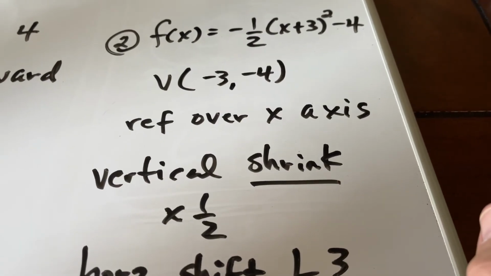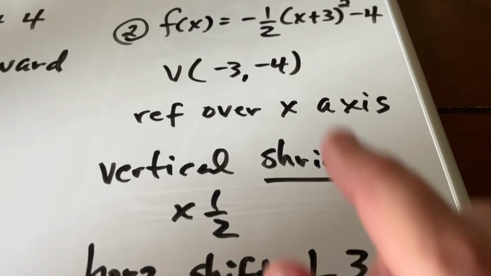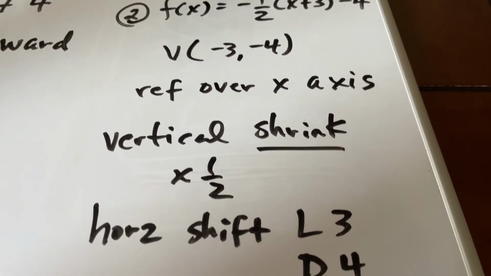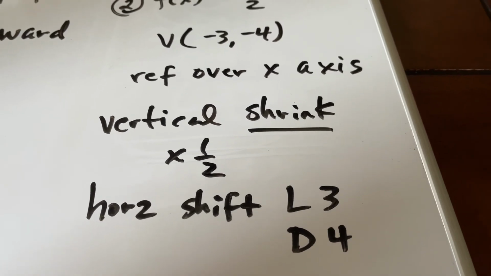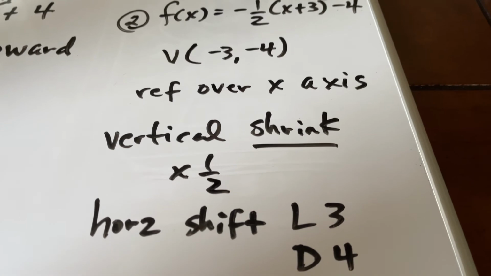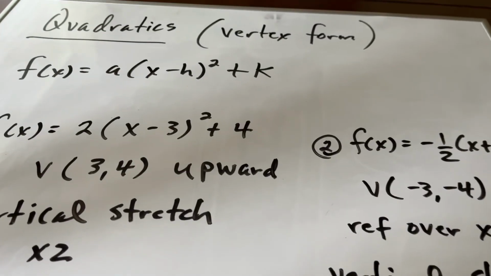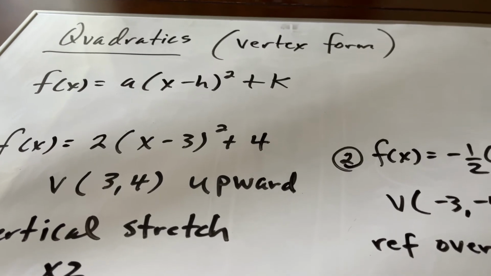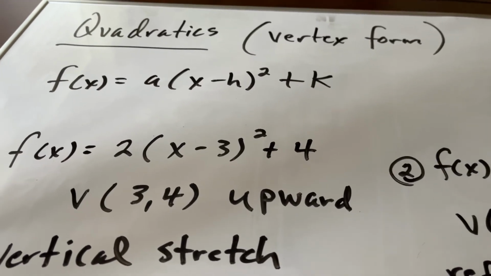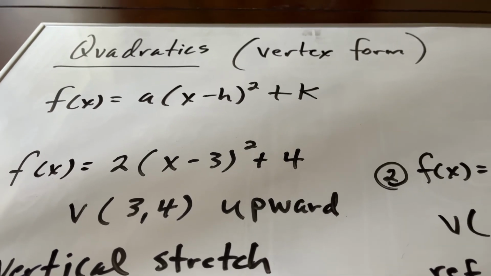So this is a vertical stretch, and this is a vertical shrink because it's a fractional a term. So it's a vertical shrink by a factor of 1/2. We would say it's a horizontal shift to the left 3 because that's plus 3. That means we're going to go to the left 3 for the vertex, and down 4 because that's a negative 4 up there. So to the left 3 and down 4. So this is a little bit about quadratics in vertex form. It's a different form than standard form, but we're still talking about quadratics whose graphs are parabolas.